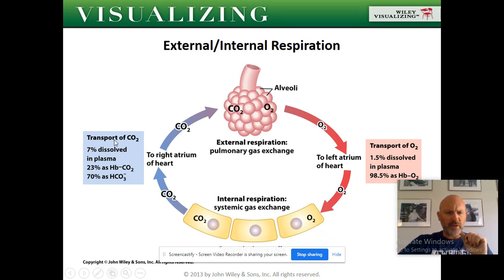Where if we look at the transport of carbon dioxide, most of the carbon dioxide is being transported as this bicarbonate ion molecule. Some carbon dioxide is transported by the red blood cells in the form of carboxyhemoglobin. And then we have a small percentage, about 7%, of the carbon dioxide being transported as dissolved carbon dioxide in the plasma.